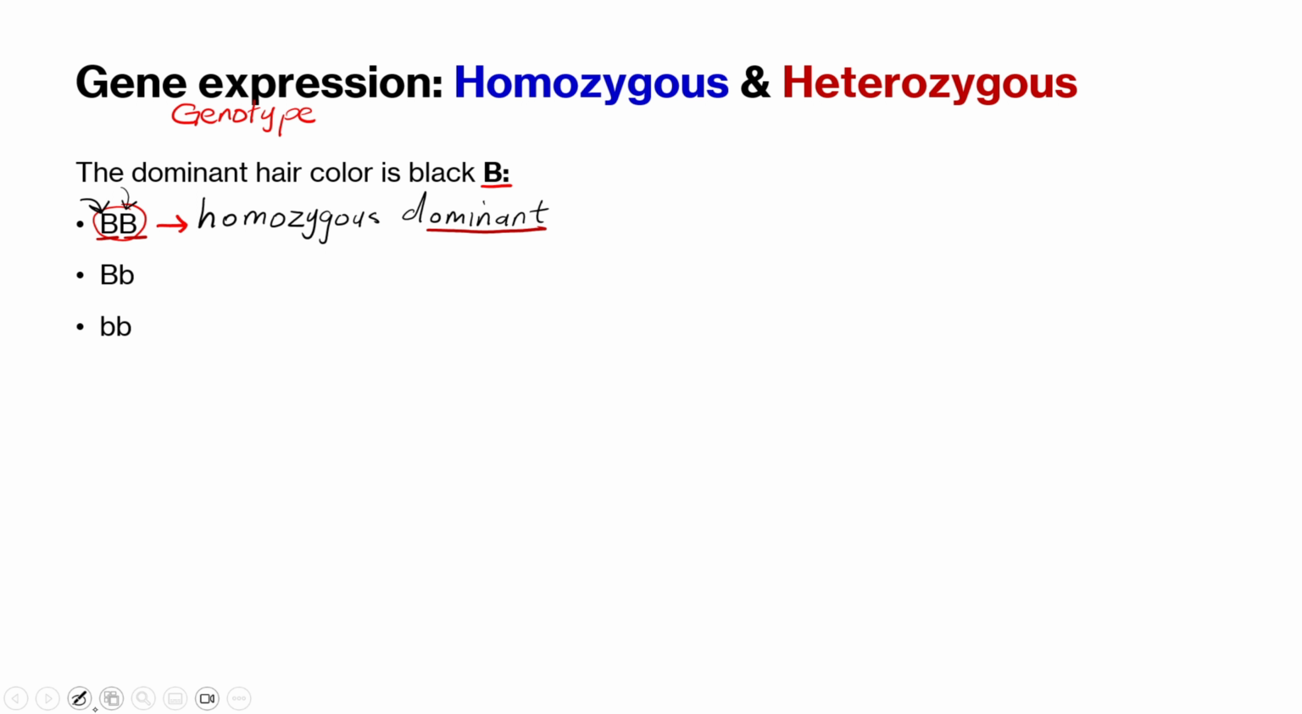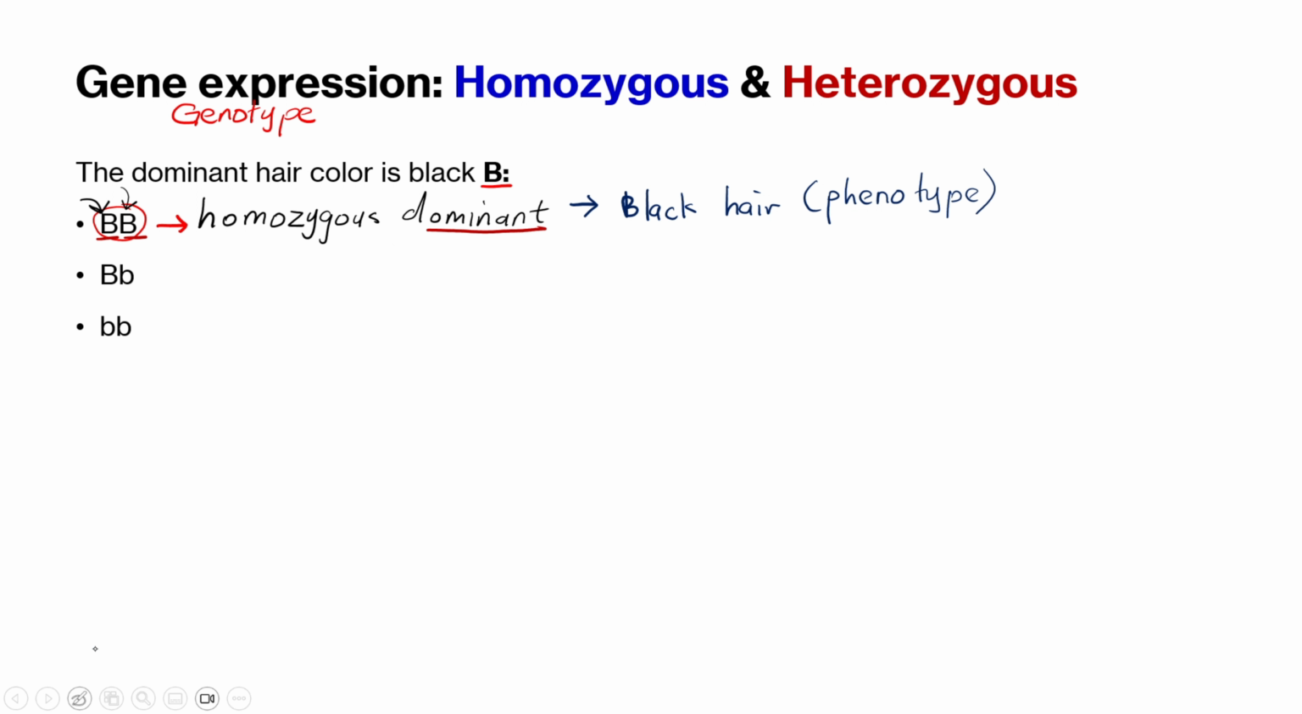So now let us describe the phenotype of this person. How will the physical characteristic of the person look? Since we've said that the dominant hair color is black, it means this person has got black hair. This is the phenotype. So the phenotype for this person is black hair. That's the physical characteristic, in this case in terms of hair color. So this is homozygous dominant.